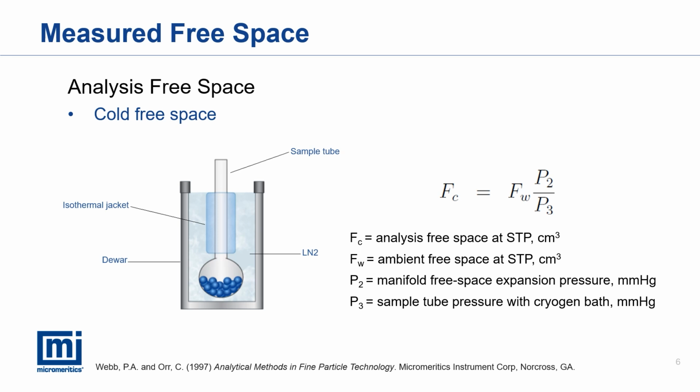Using the ideal gas law, the instrument calculates how much gas can fit into the sample tube at the same pressure when the temperature was at ambient. Therefore, when the sample tube is colder, more gas can fit into the same given volume at the same pressure.